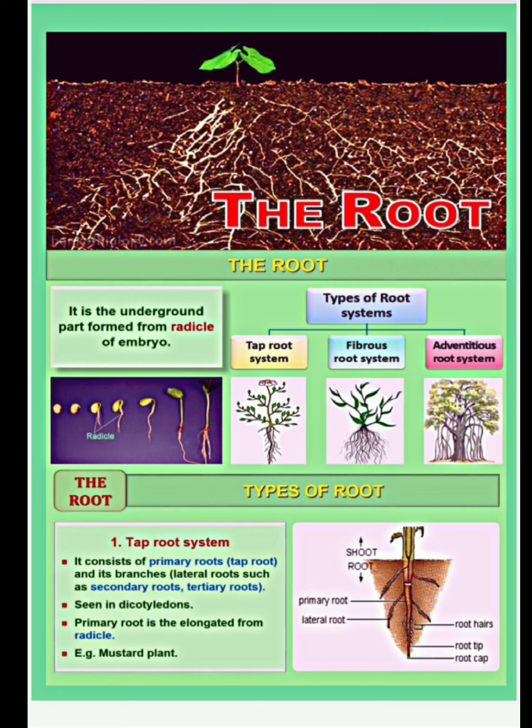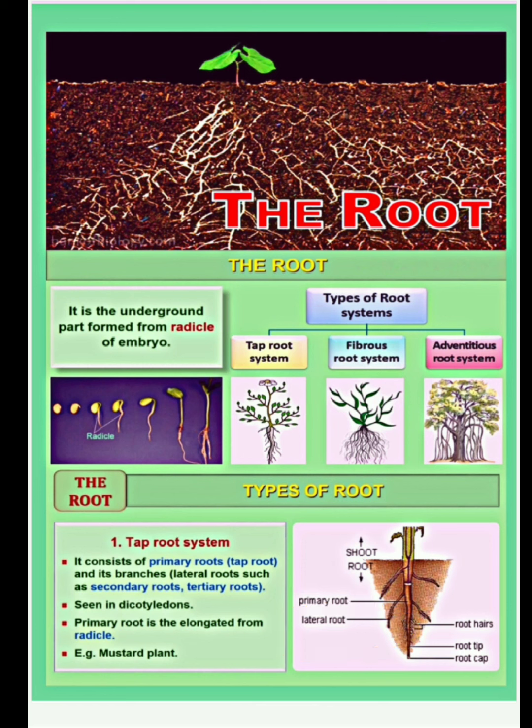In the taproot system, there will be one primary root, and from that primary root will arise lateral roots. That basic root which is actually forming from the radical will give out branches, and those branches are called lateral roots. Those lateral roots are again termed secondary roots and tertiary roots.